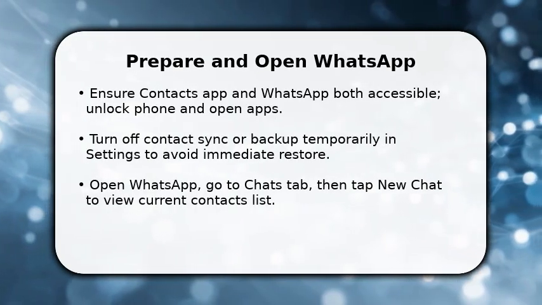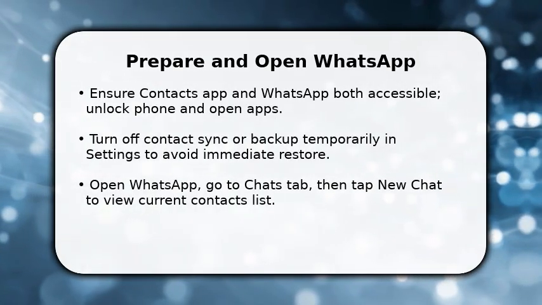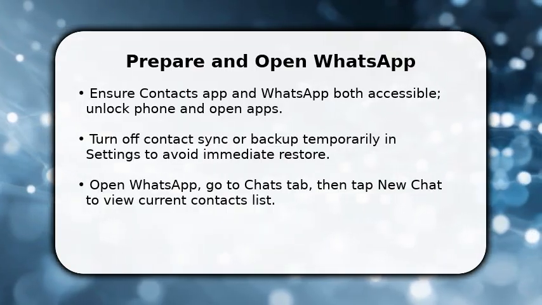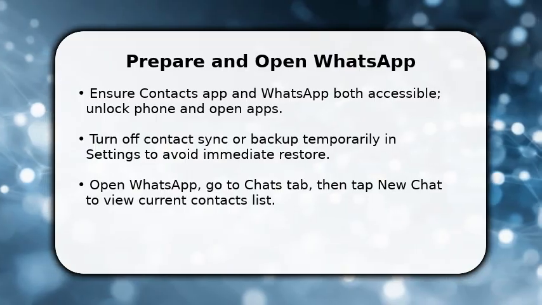You start by opening WhatsApp and your phone's Contacts app. This is where removal begins. Once done, disable automatic contact sync in WhatsApp settings so deleted entries don't reappear.